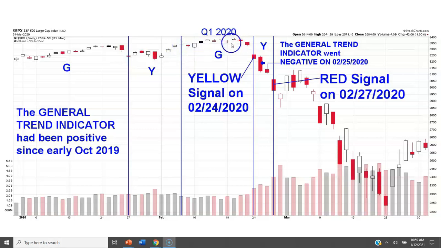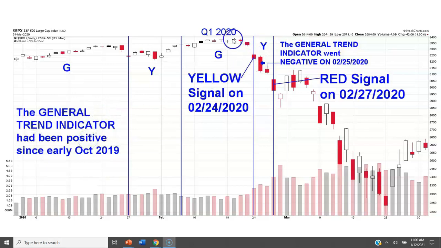And then on February 19th, we hit what was at that time the all-time high on the S&P 500. Again, that's February 19th. And then things started to unravel from there. But think about this. Just a few days after the all-time high at that time in the S&P 500, on Monday, February 24th, the risk signal went yellow. And then on Tuesday, the 25th of February, the general trend indicator went negative. And that general trend indicator had been positive since October of 19, okay?